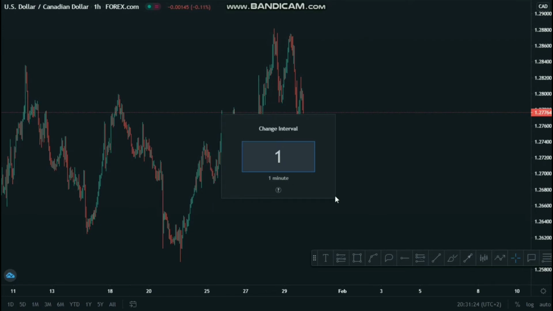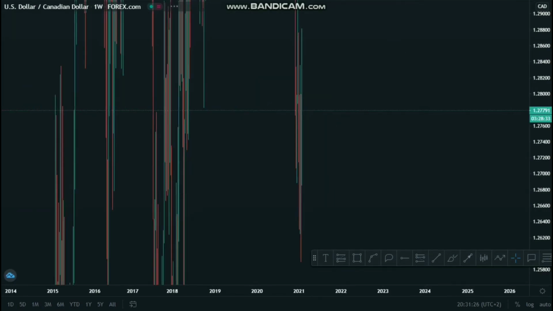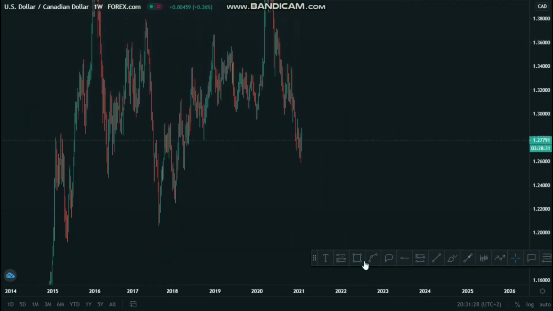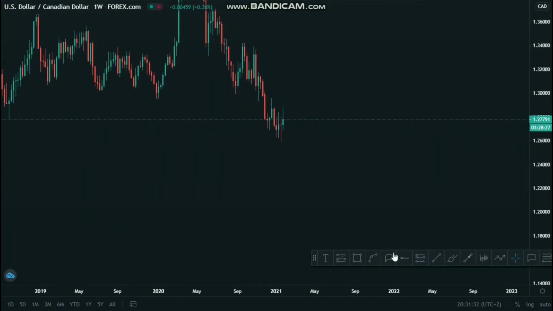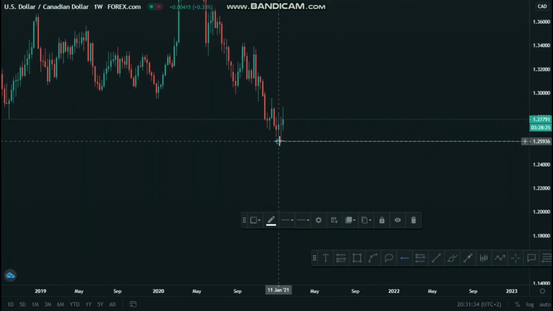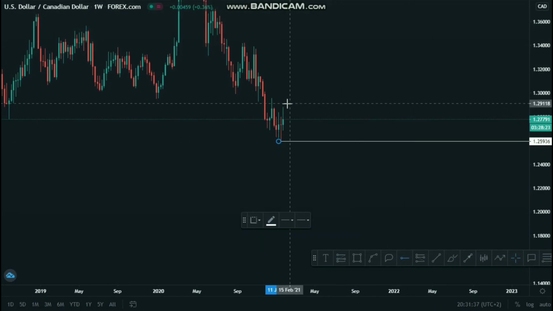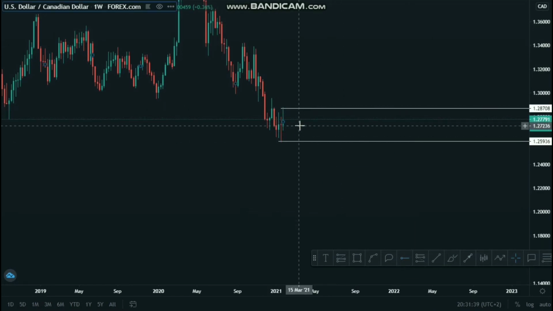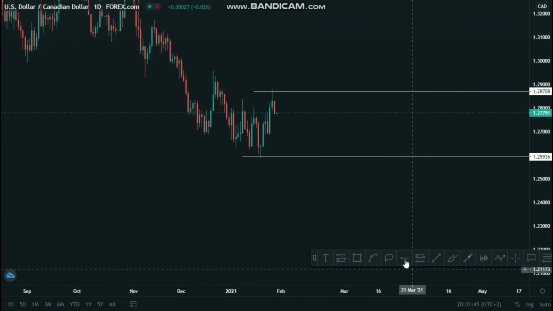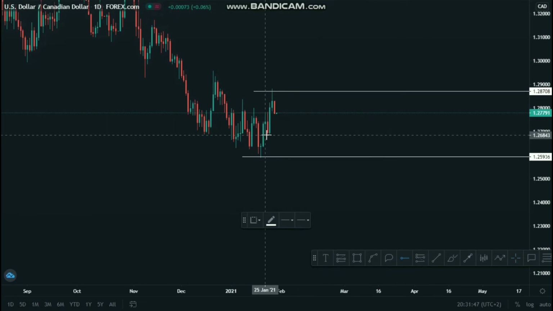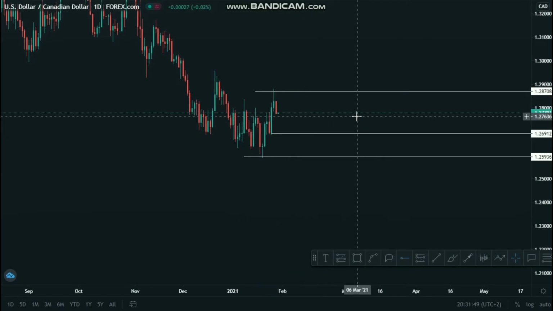USD-CAD, we're starting from the weekly time frame as always. So we're identifying what our major support and resistance at our current market price. This is our major support, this is our major resistance. Dive into daily time frame in order to view our sub support or sub resistance. In this case, we have a sub support at this level.